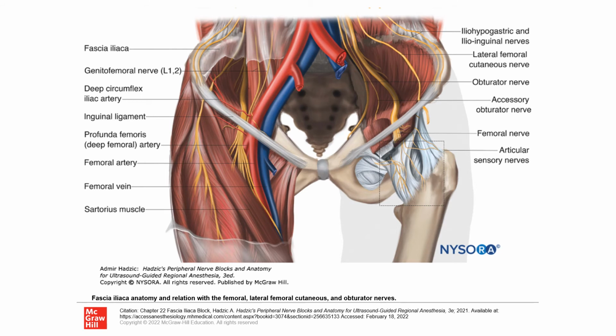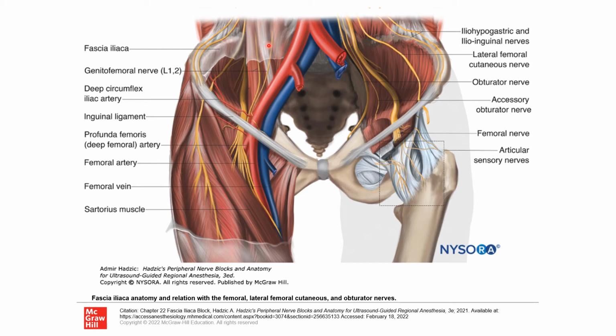This slide illustrates the pertinent anatomy that's necessary to know prior to performing a fascia iliaca compartment block. We'll pull out the laser pointer so that we can go over the pertinent anatomy together. The fascia iliaca seen here covers the iliacus muscle throughout its descent from the iliac crest into the upper thigh, and it merges medially with the psoas fascia overlying the psoas muscle.